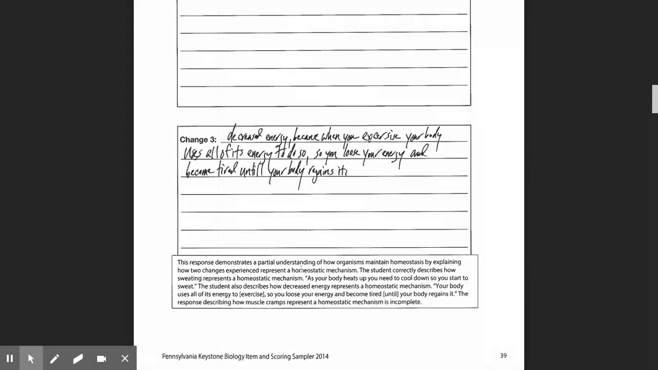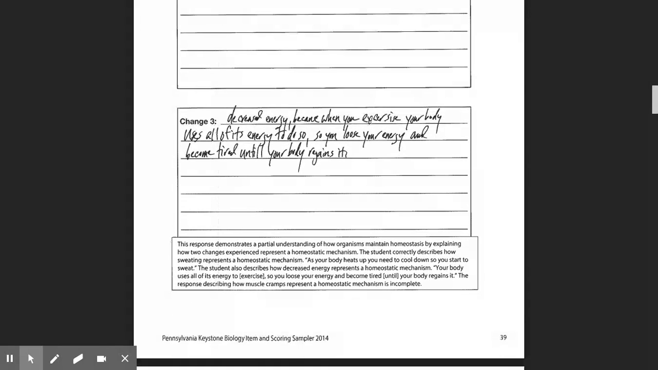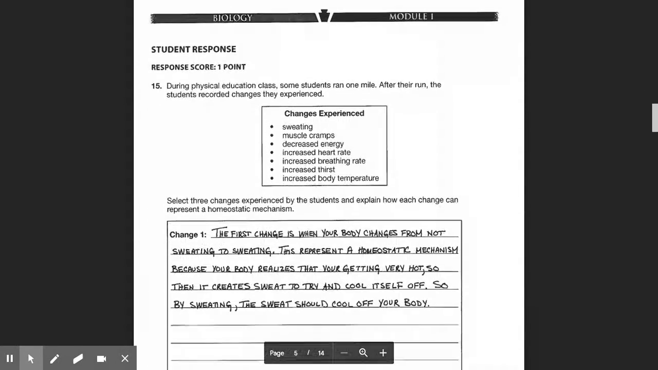Decreased energy, it also connects there, but the muscle cramping change is kind of incorrectly connected. So the student only received a 2.